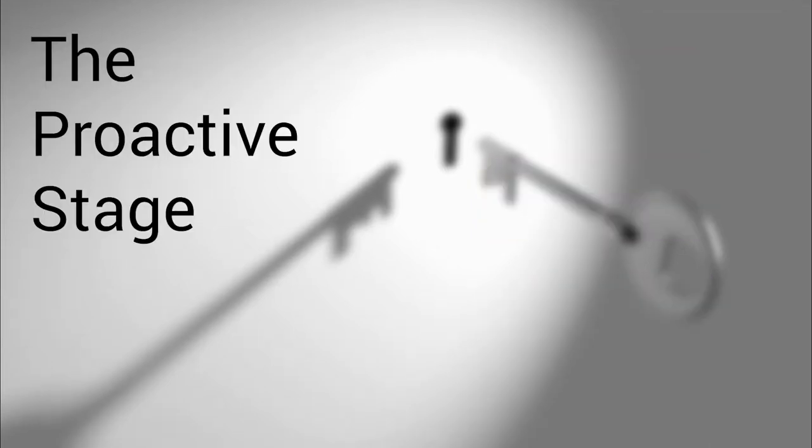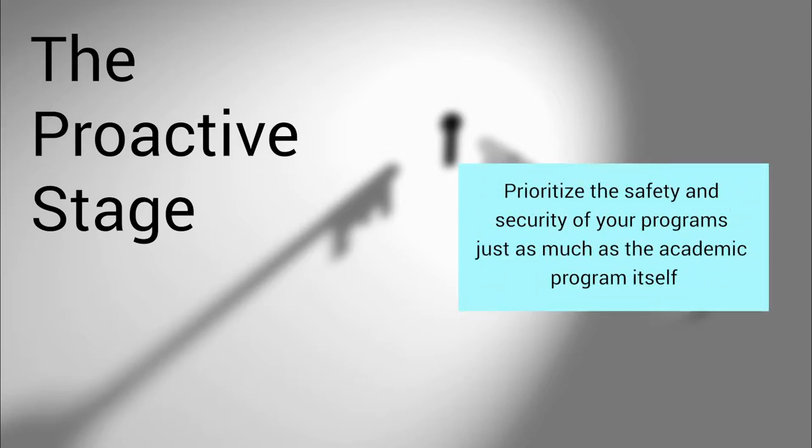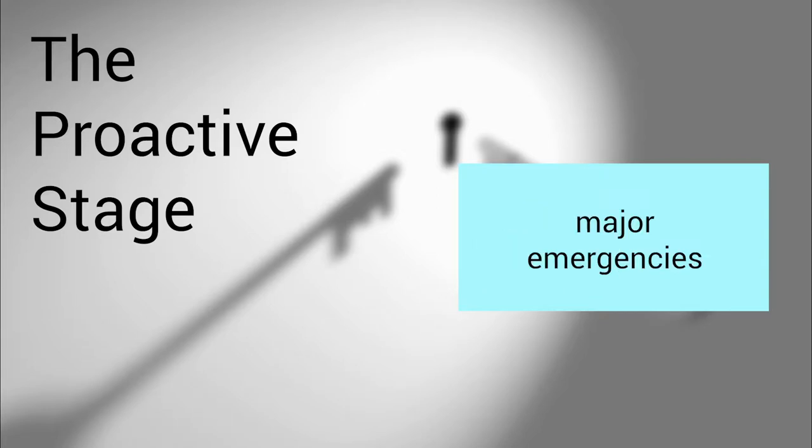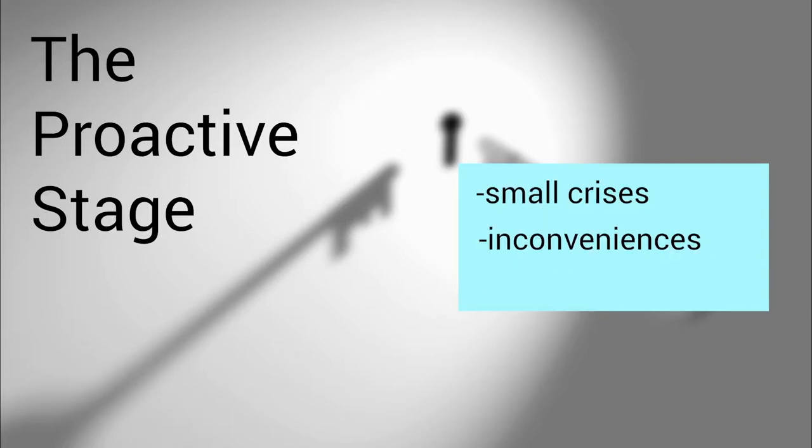The proactive stage. The safety and security requirements instituted through the Division of Global Affairs help to ensure consistency of planning in all programs. Prioritize the safety and security of all participants in your program just as much as the academic program itself. Remember that you are not only planning to contend with major emergencies, but also for small crises, inconveniences, and forced change in plans.